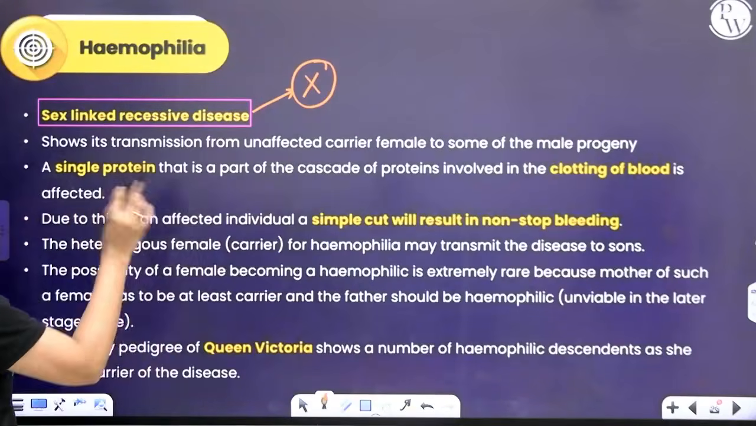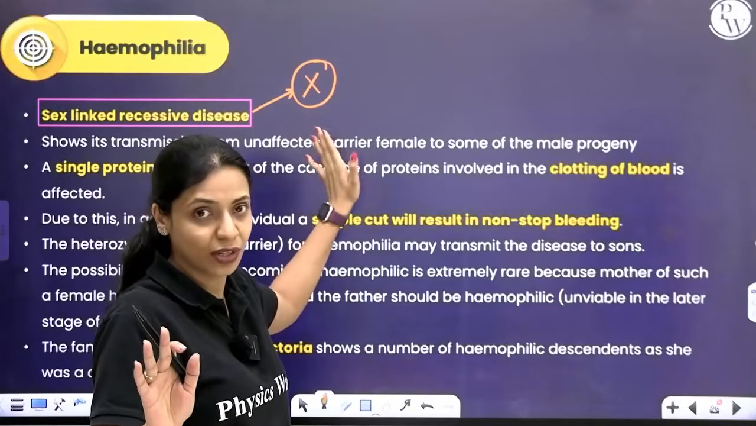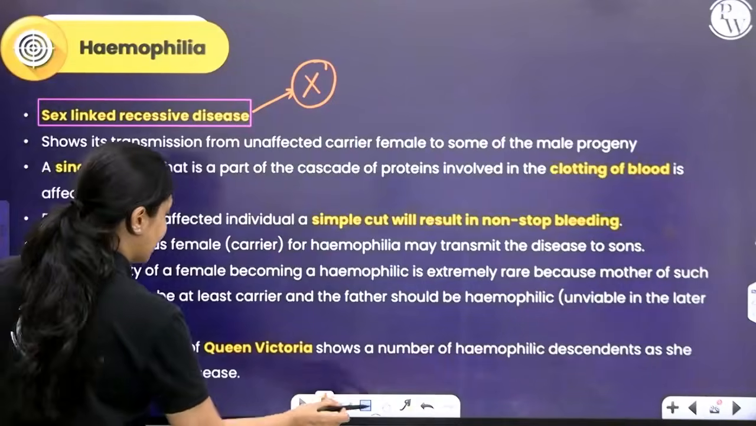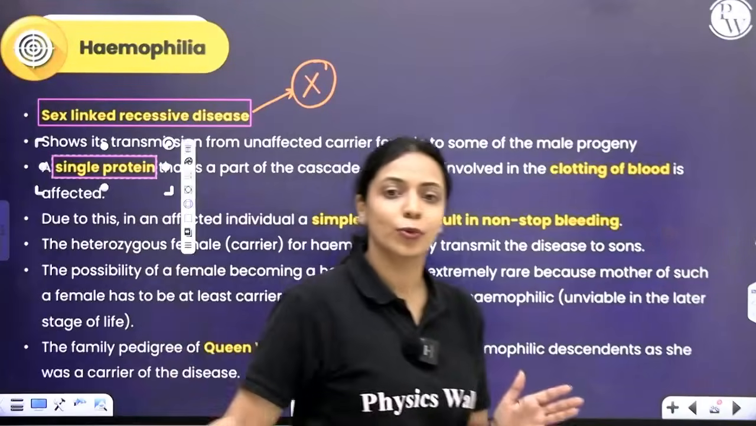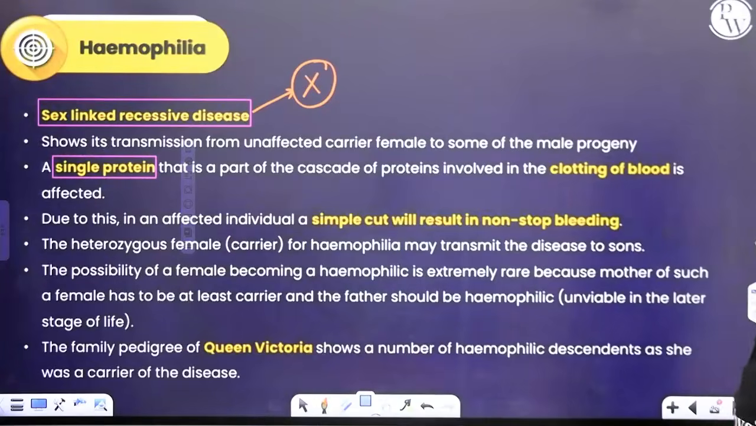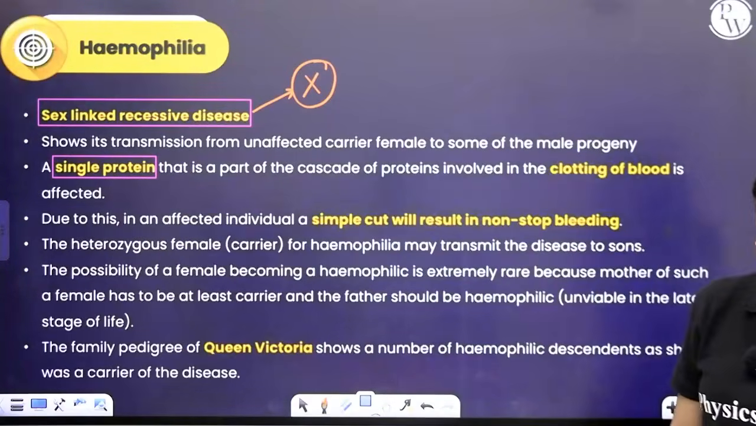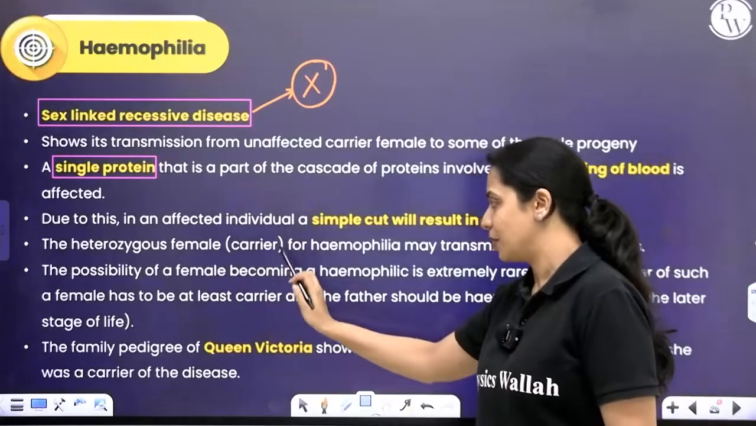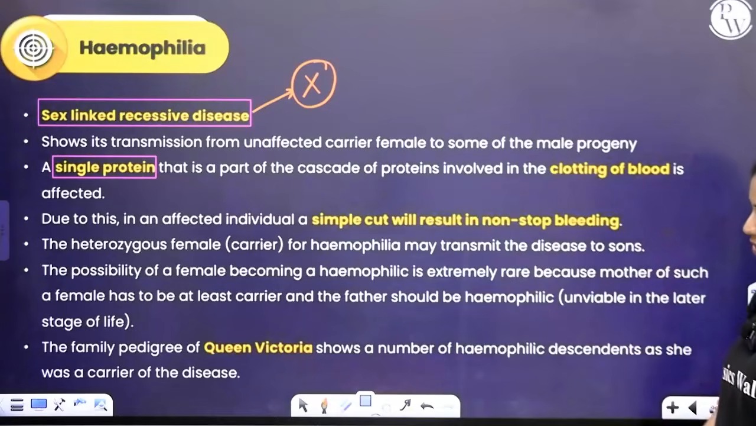Here also transmission happens from a carrier female who is not showing the symptoms of the disorder to her sons. Here there is a single protein that is affected. It is a part of a cascade of proteins that are involved in blood clotting. Because of this, a simple cut could result in non-stop bleeding. Here again, the heterozygous female carrier for hemophilia may transmit the disease to the sons.